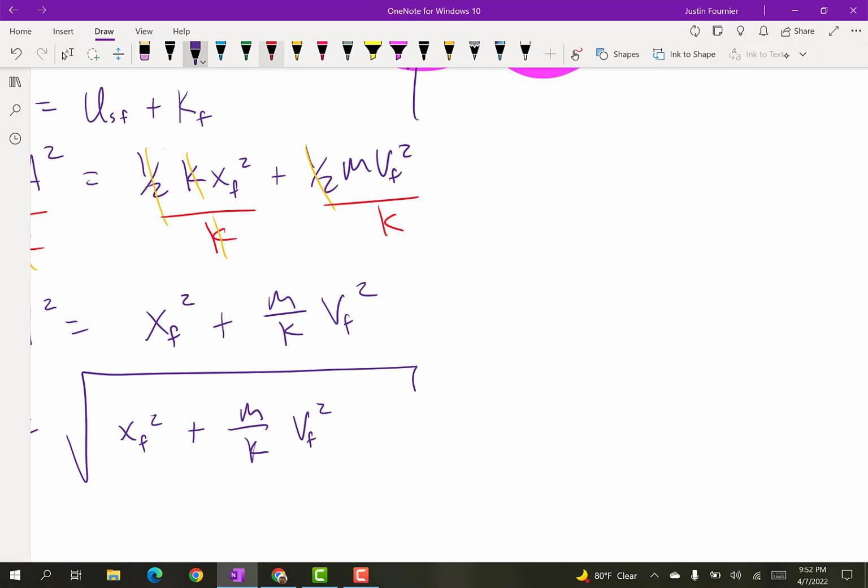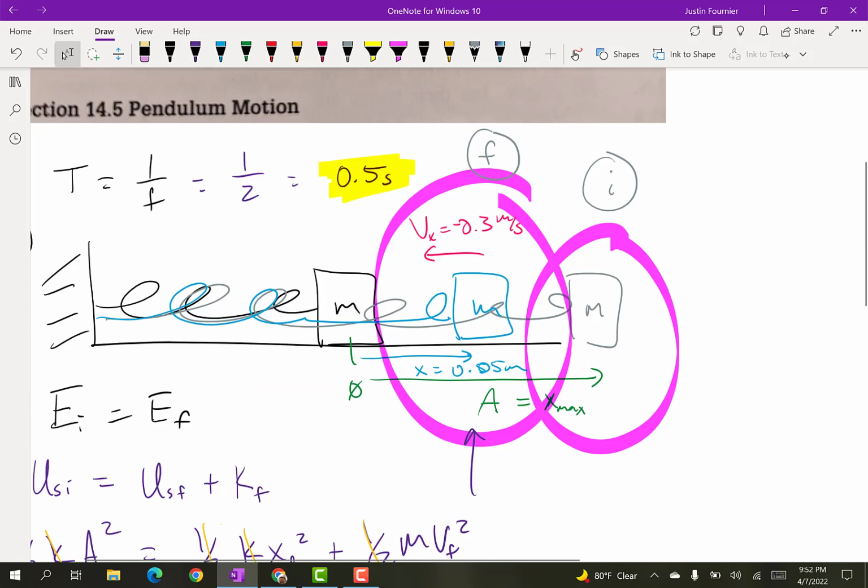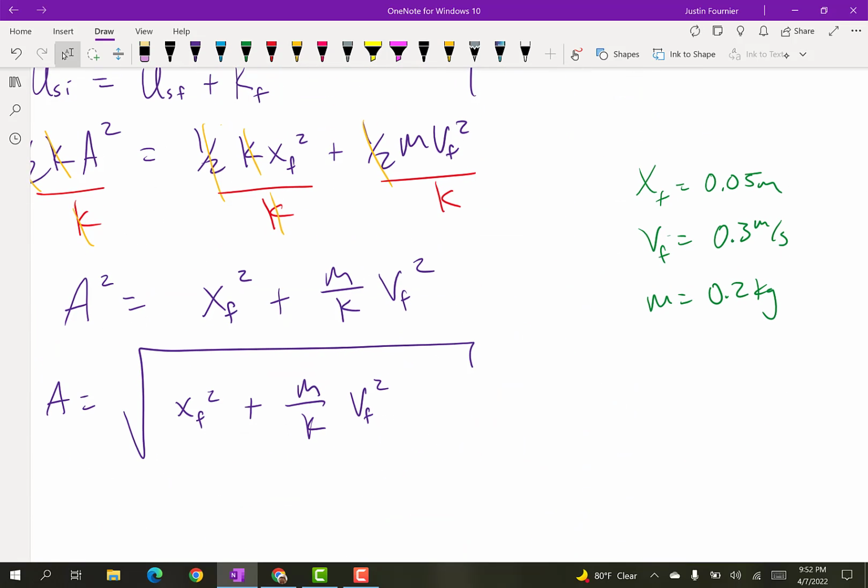Alright, so kind of off to the side now here, I'm going to write in things that I know. So I know my X final is 0.05 meters. I know my final velocity is 30 centimeters per second. That's 0.3 meters per second, and I know my mass is 200 grams, which is 0.2 kilograms. And so you might think, great, I know this, and I know this. So I can solve, oh, darn, but I don't know what K is. So I need to find the spring constant, and once I can do that, I can solve this thing.